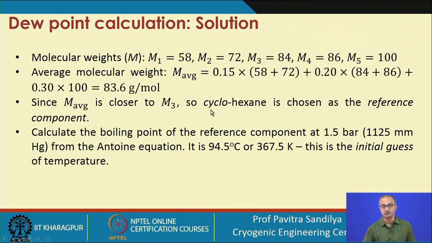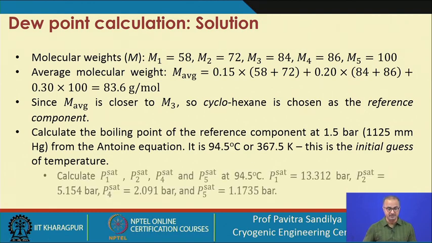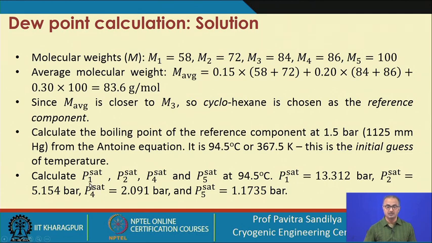So in this case, we choose cyclohexane as our reference component. Once we have chosen this reference component, from the Antoine equation we find the boiling point of cyclohexane at 1.5 bar, which is coming out to be 94.5 degrees centigrade or 367.5 Kelvin. This is our initial guess for the dew point temperature. From this we find the values of the vapor pressures of the rest of the components at this 94.5 degrees centigrade, from the Antoine equation.